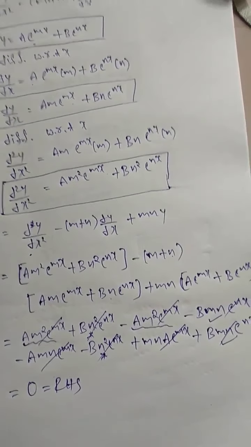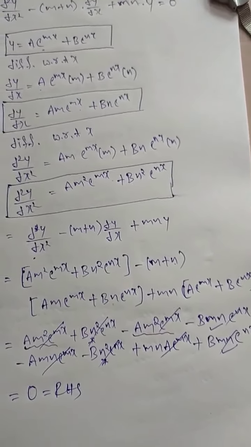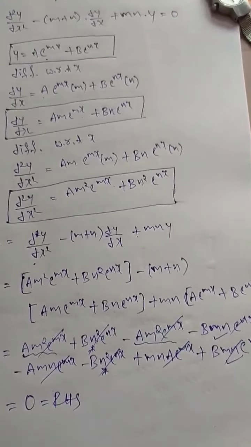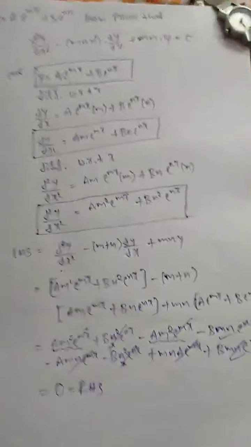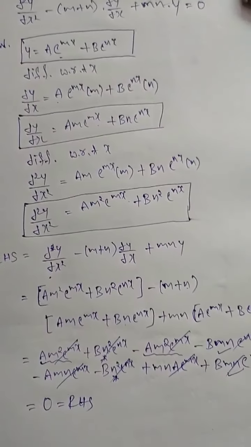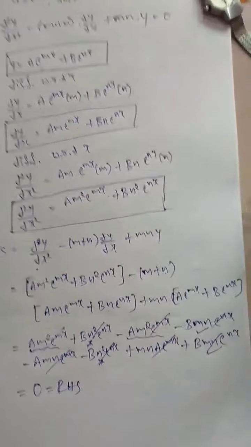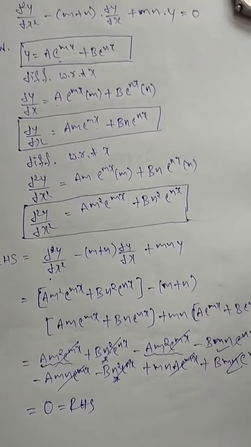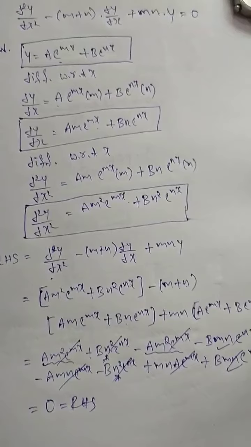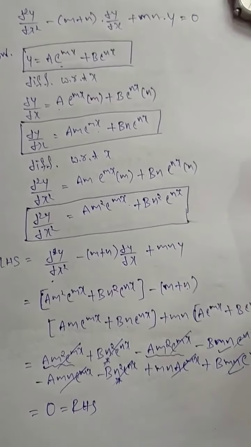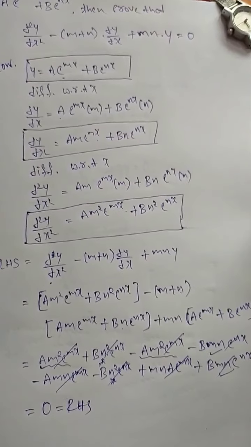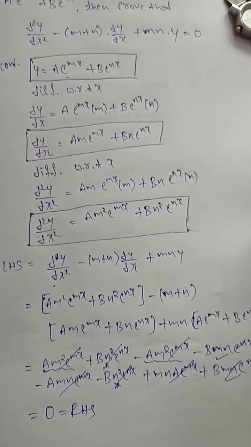Is it clear? Is it okay? So very simple problem. So what we did: we differentiated the function twice, we substituted in the left hand side, and we simplified the equation, and we get RHS. So what we did in the last video and in this video, the first problem, that is method 2, is suitable for those problems. For this type of problems we need method 1.